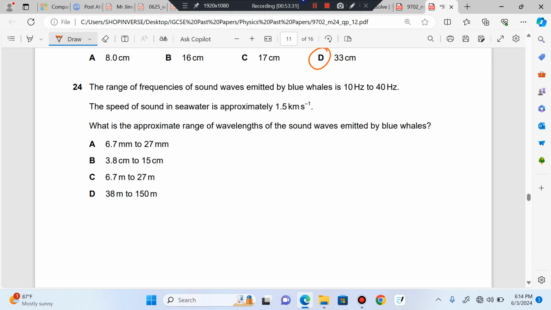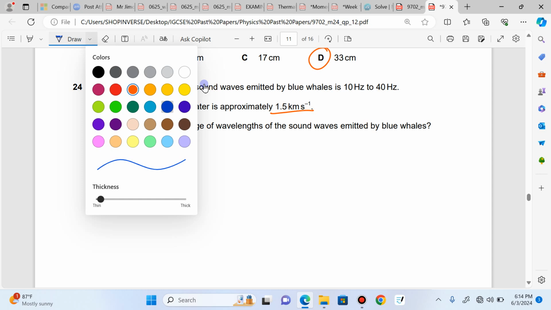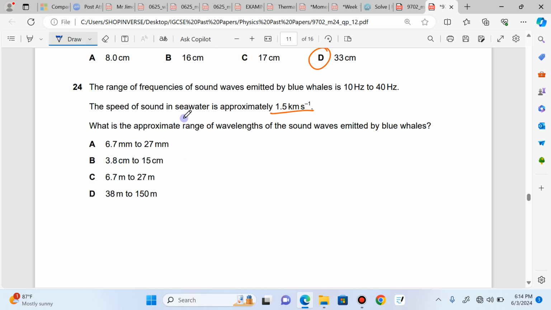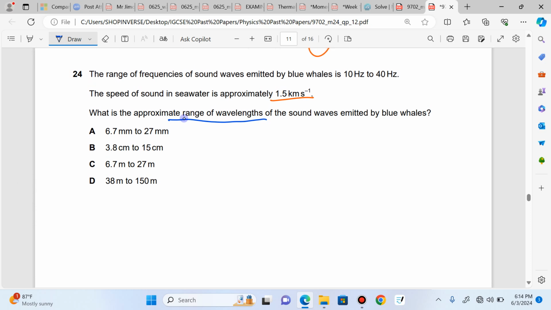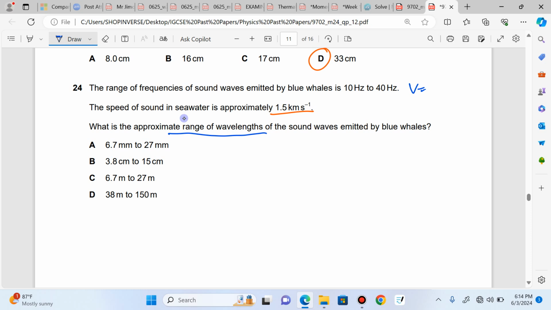Question number 24. The range of frequencies of sound waves emitted by blue whales is 10 Hz to 40 Hz. The speed of sound waves in seawater is approximately 1.5 kilometers per second. Now the question: what is the approximate range of wavelength of sound waves emitted by blue whales? Now you know the wave equation V equals F lambda. That simply means the wavelength equals V over F. Now let me get the wavelength for the upper bound and the lower bound of frequency.